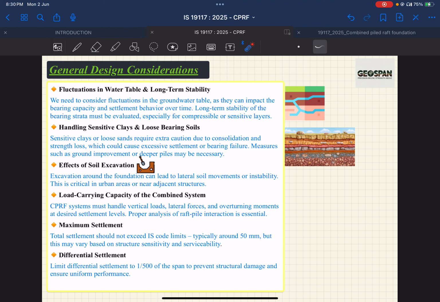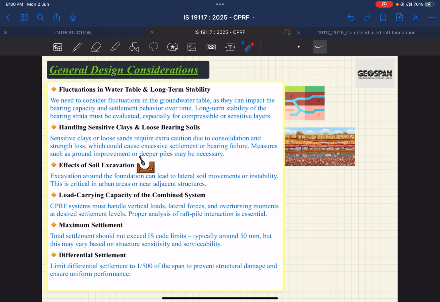In general design consideration, what are the considerations we need to consider while we are going into design? Fluctuations in water table and long-term stability. Why? The reason here is the fluctuations in water table will impact the bearing capacity and settlement behavior over the time. The long-term stability of the bearing strata must be evaluated, especially for compressible or sensitive layers.